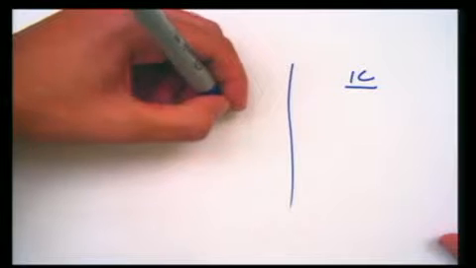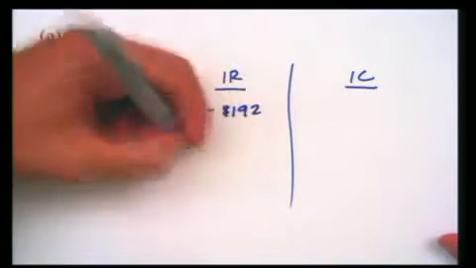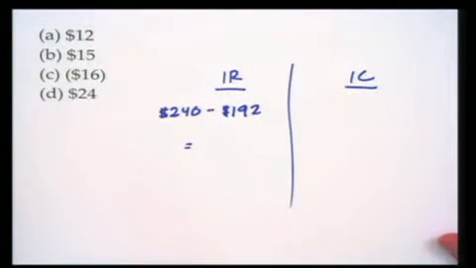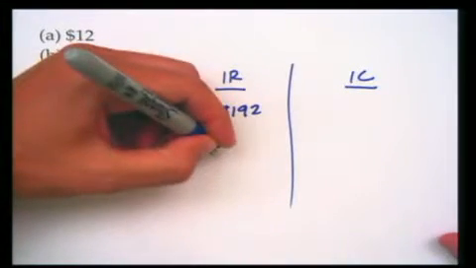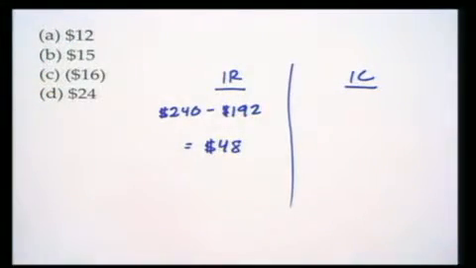$240 minus $192, right? $240 minus $192. The incremental revenue will be $48. Do we all see that? Okay, great. What is the incremental cost then?